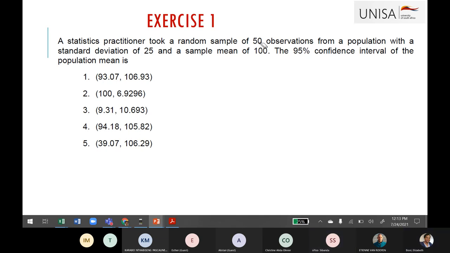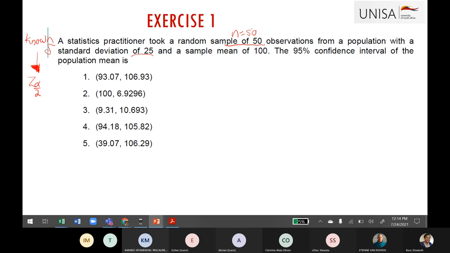N is 50. We're given N of 50. What else? Population standard deviation 25. The population standard deviation, which is sigma, is 25. So therefore, sigma is known. And what do we know when sigma is known? When sigma, or the population standard deviation, is known, what do we use? Are we using Z, or are we going to use T to find the critical value? Use Z. We're going to use Z. And therefore, we're going to find the critical value of Z alpha divided by 2.